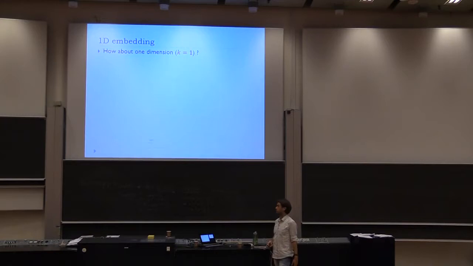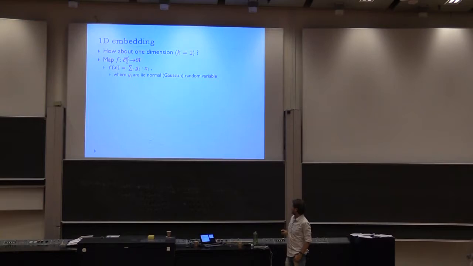And what do we do for k equals 1? Here is the embedding, here is this map. The map is very simple. Mapping a point x is just the sum of g_i times x_i, where the x_i are the coordinates and the g_i are drawn from the normal Gaussian distribution. So you choose the g_i from this normal distribution, and this is your map. This is the picture of the Gaussian distribution, the probability density function. It's centrally distributed, with mean 0 and variance 1. Essentially, this is what it says.